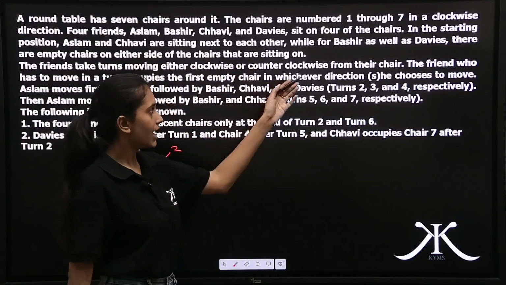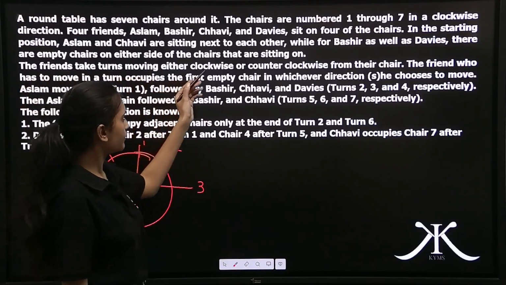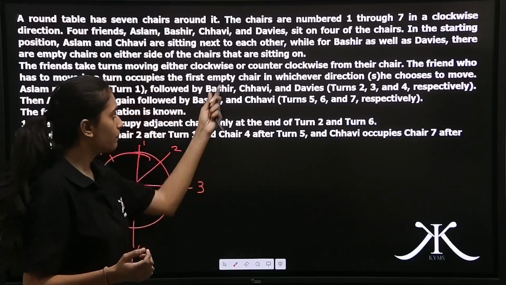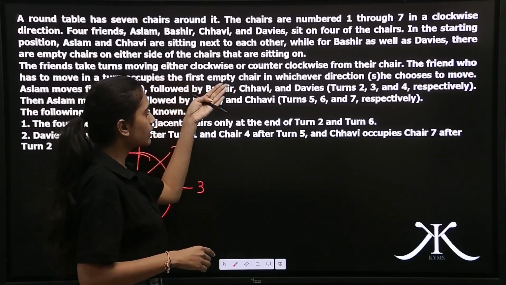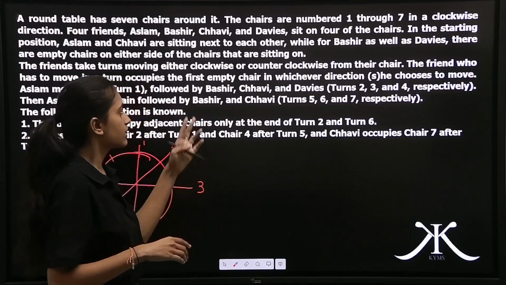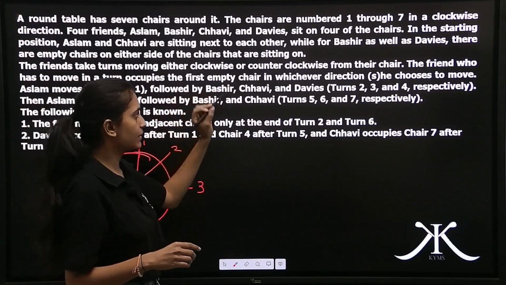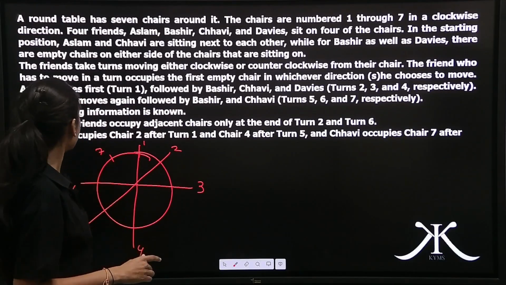While for B as well as D, there are empty chairs on either side of the chairs that they are sitting on. So on either side the chairs are empty for B and for D. The friends take turns moving either clockwise or counterclockwise from their chair. The friend who has to move in a turn occupies the first empty chair in whichever direction he or she chooses to move. A moves first.